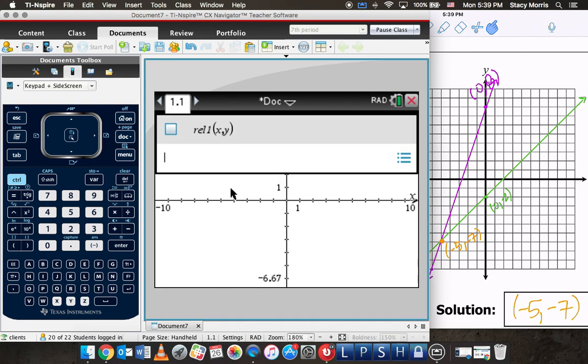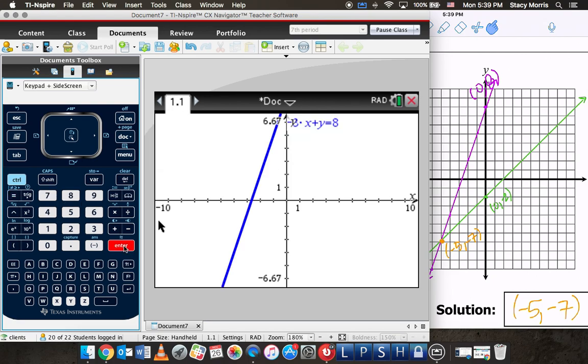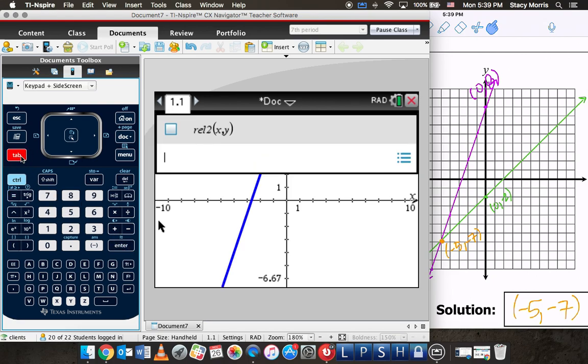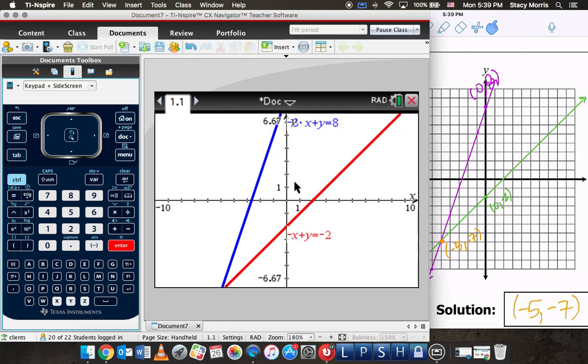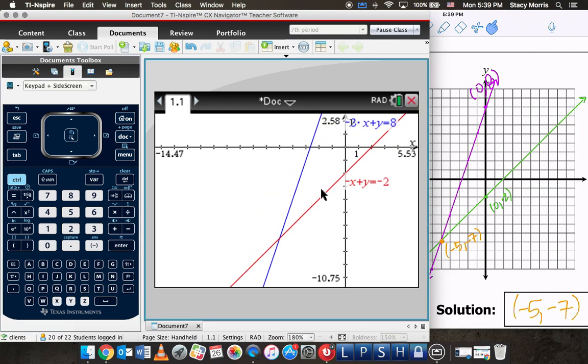So I'm going to delete the equal sign, choose number 6, and I'm typing in what's on my paper, -3x plus y equals 8. So there's that one. I'm going to push tab. I'm going to type in the second one, which is -x plus y equals -2. So there they are. If you want to drag to see the intersection, you just click and drag and hold. So I would agree that these look very similar.